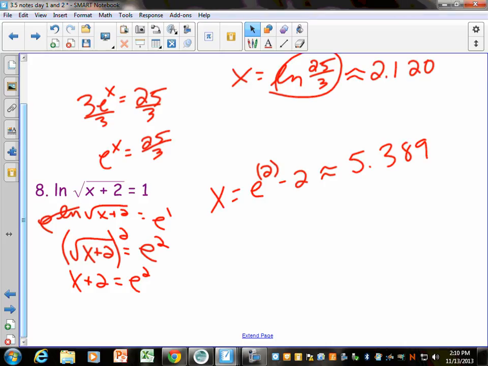Yes, no, maybe? What's wrong, maybe? Because you need to wait till the end. I want an exact answer, so don't use your calculator till the very end. Your answer, you should still get to this at some point, but I want exact, which means you should not type in your calculator until the very end.